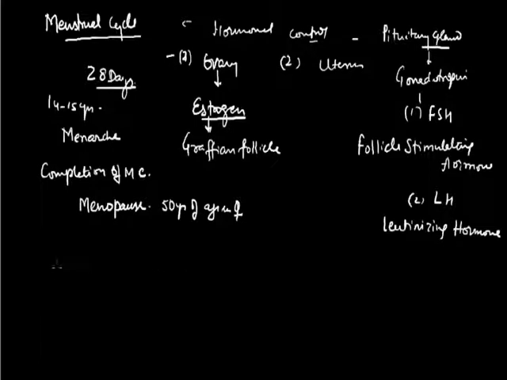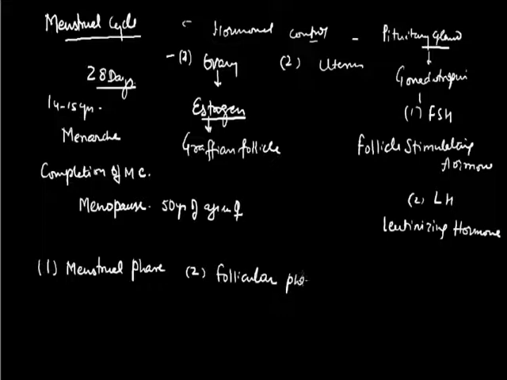For the understanding process, the 28 days can be divided into 4 phases. The first is known as menstrual phase. Second phase is known as follicular phase. Third phase is known as ovulatory phase. And fourth phase is known as luteal phase.